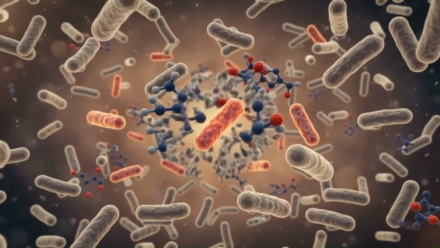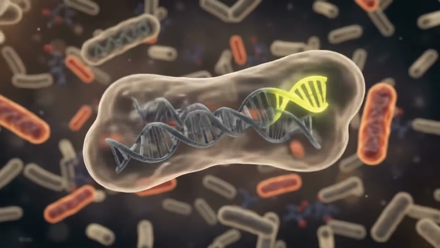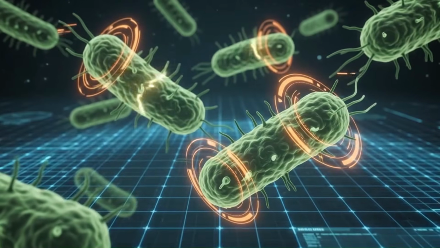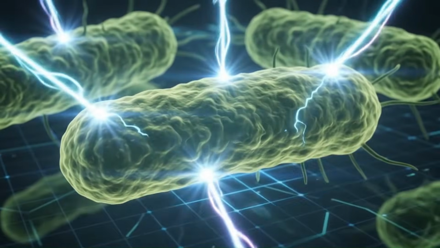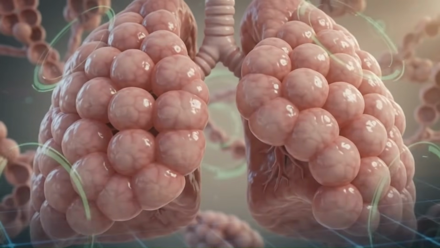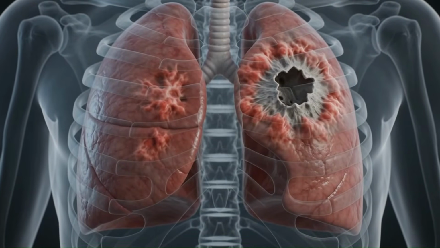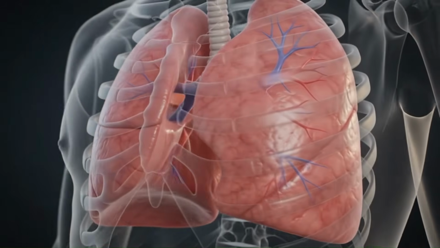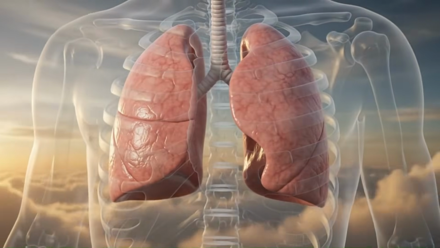Multi-drug-resistant tuberculosis develops when bacilli become resistant to at least isoniazid and rifampicin. Drug-resistant tuberculosis requires individualized multi-drug therapy. This is based on susceptibility testing. It also requires specialist management. With timely diagnosis, appropriate therapy, and treatment adherence, most patients with drug-susceptible disease achieve microbiological cure and significant clinical recovery.